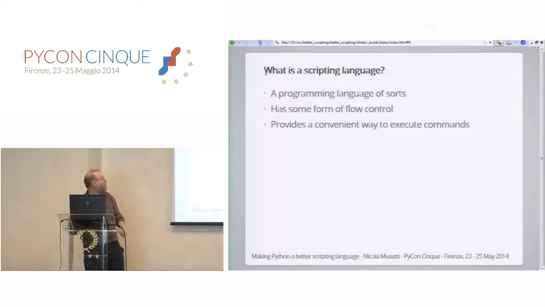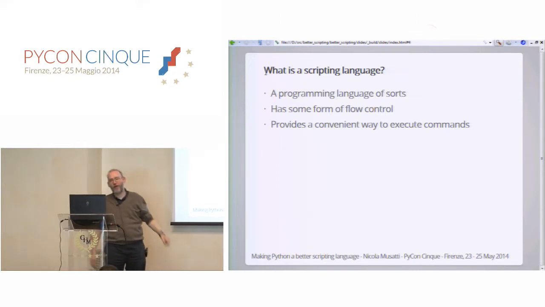So, what is a scripting language? A scripting language is a sort of programming language, usually simpler, that has, however, some form of flow control, some statements, and most of all, it provides a convenient way to execute commands. The original purpose of a scripting language is to make it possible to write a sequence of commands to be executed automatically.